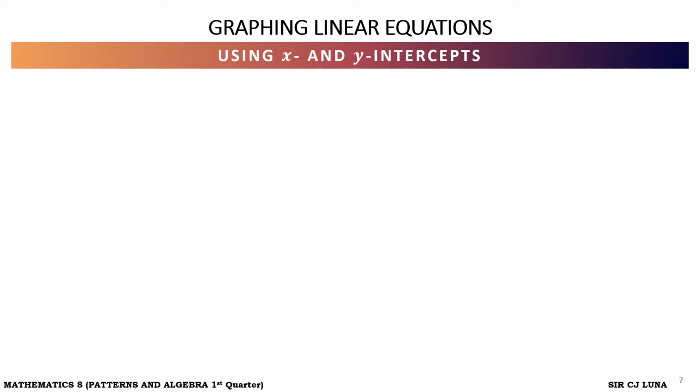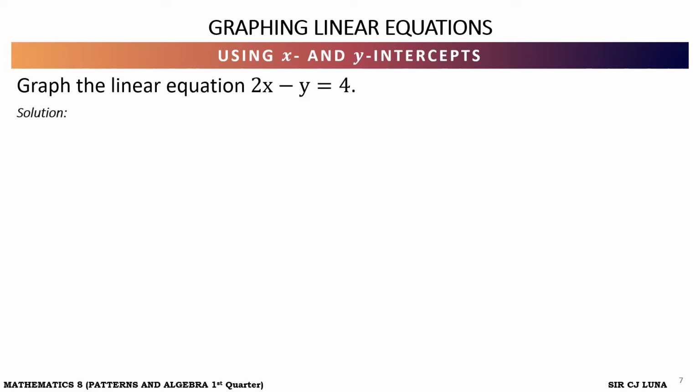Okay? So let's have an example para maintindihan natin lalo. Graph the linear equation 2x minus y equals 4. So first step, solve natin yung y-intercept. So gagawin nating 0 yung x. So we now have 2x, so 2 times 0 minus y is equal to 4. So 2 times 0 is 0, so wala na yun. Matitira na lang ay negative y equals 4.